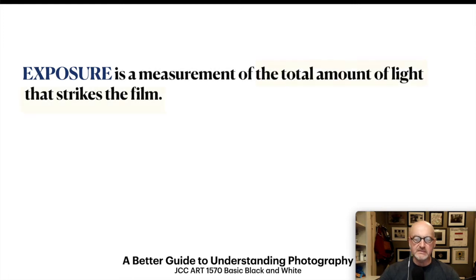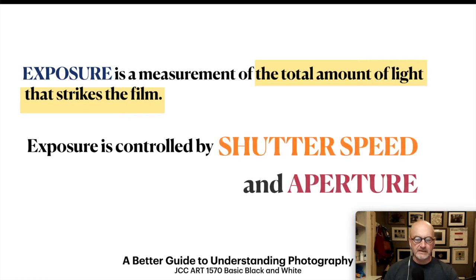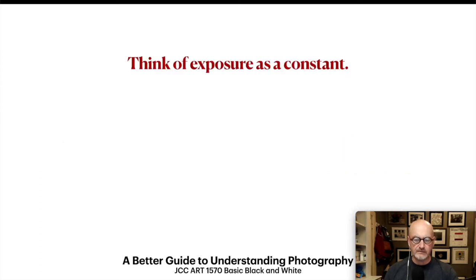Exposure is the measurement of the total amount of light that strikes the film. We have to ensure that when we're taking our photograph, we don't have too much or too little light striking the film. Too much and it just blows the film out, not enough and we don't have an image on the film. This exposure is controlled by the shutter speed and the aperture, and a combination of the two of them.